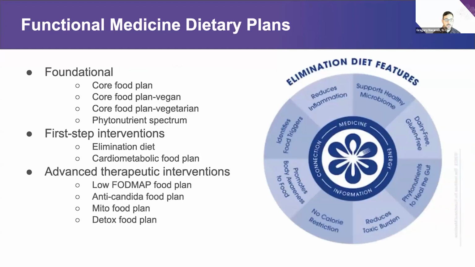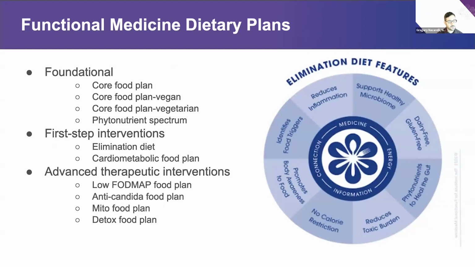There's also functional medicine dietary plans. There's core plans that are more generic for people, whether they're vegan, vegetarian. There's first step intervention plans. This would be the elimination diet, which is recommended to individuals with possible food sensitivities or allergies. There's the cardiometabolic food plan that is recommended to individuals with cardiovascular disease or metabolic dysfunction, or I just like it in general, to be honest, because it's just very all-encompassing in terms of it's an overall healthy dietary plan.